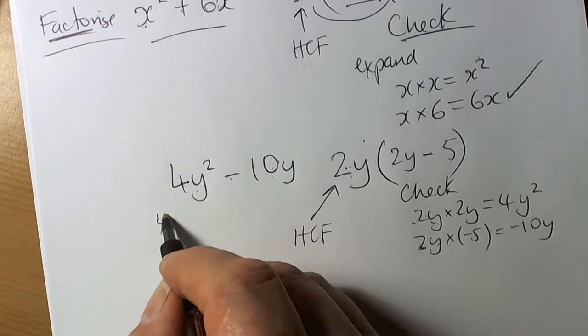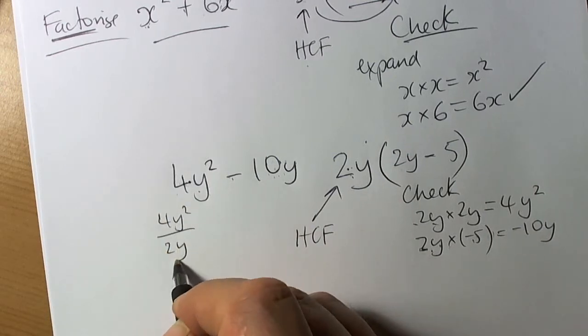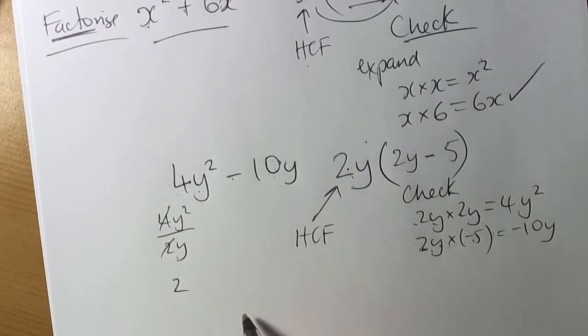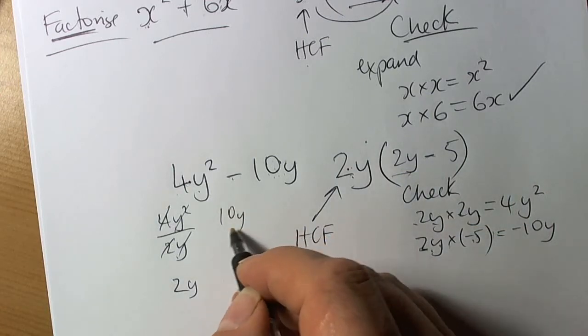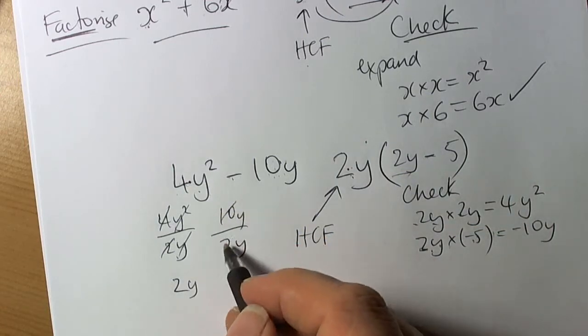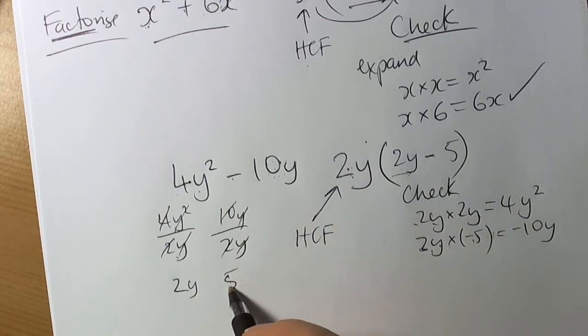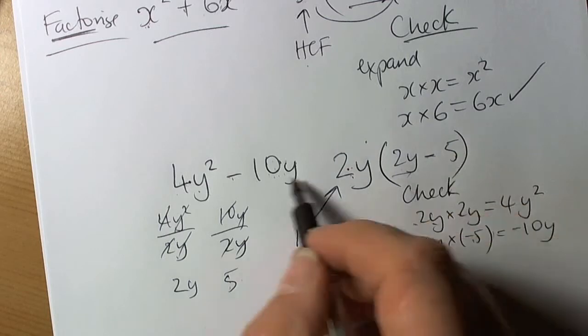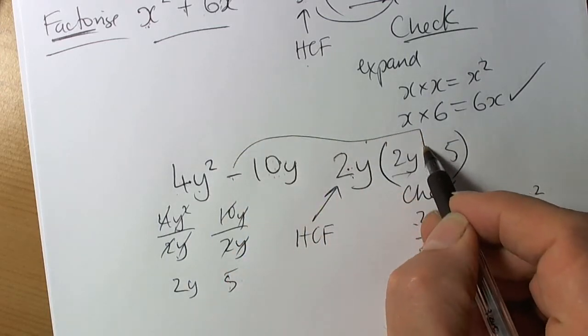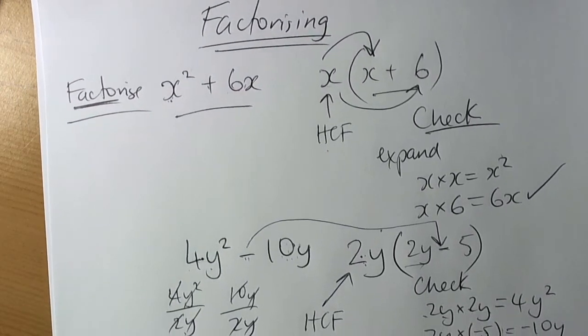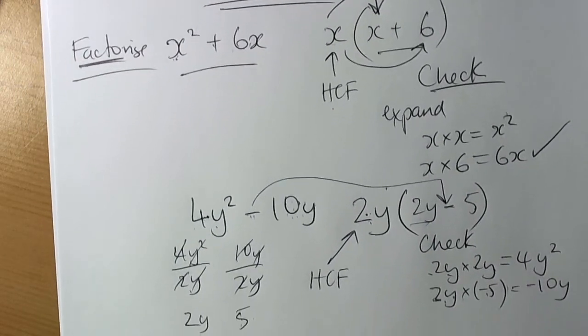Another way of thinking about it is you can think of it as a division sum. Divide by the highest common factor. 4 divided by 2 leaves you with 2. Y squared divided by y leaves you with y. So that was why we got the 2y. 10y divided by 2y. Well, 10 divided by 2 is 5. Y divided by y is 1. 5 times 1 is 5, so that's why we're left with 5. And the negative, simply because we had the negative there. So that's factorising at C and D grade level.